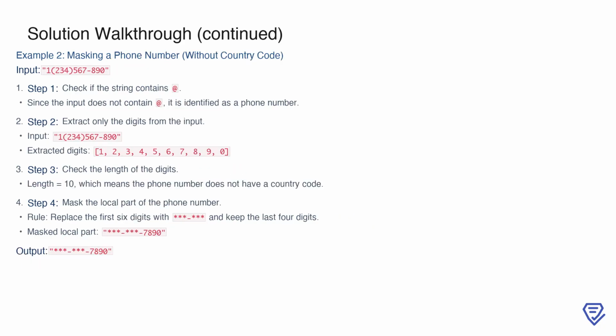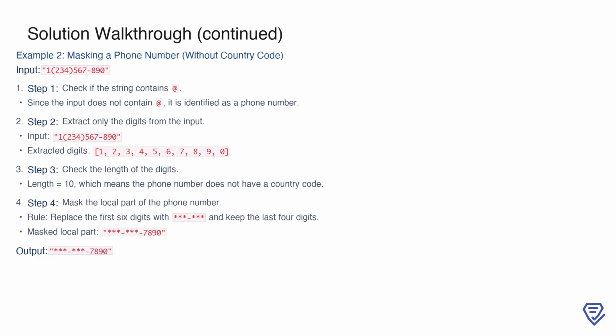Here, we are working with a phone number input, 1234567890. The first step is to check for the presence of the @ symbol. Since it's absent, we identify the input as a phone number. Next, we extract only the digits from the input, ignoring any special characters or spaces. This gives us the sequence of digits 1, 2, 3, 4, 5, 6, 7, 8, 9, 0. We then check the length of the digits, which is 10, indicating that the phone number does not include a country code.